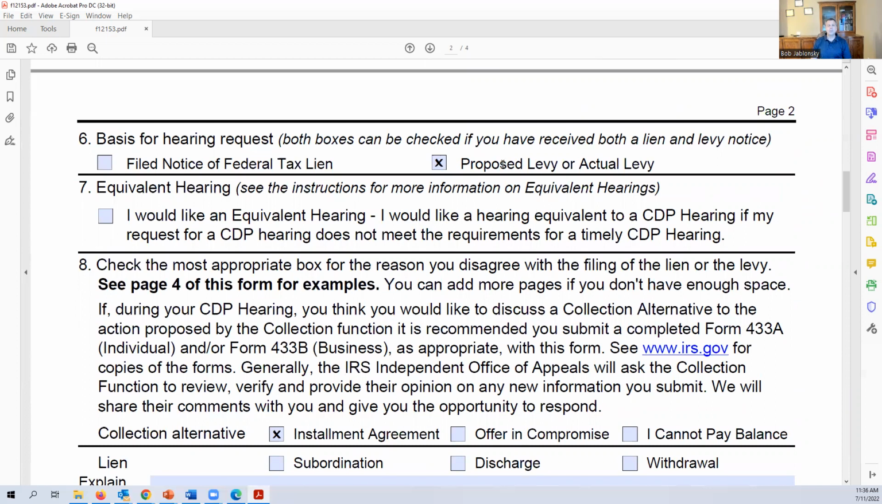In this case, I'm assuming that I received a final notice of intent to levy, so it's a proposed levy or an actual levy. I'm going to check this box. But remember, if both things occur, I can check both. If I didn't make the 30 days and I want an equivalent hearing, I'm going to check this box right there. In this case, I did respond within 30 days, but if I didn't, if it was within 12 months, I'm going to check this box right there.